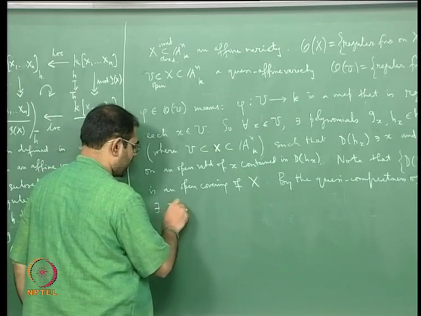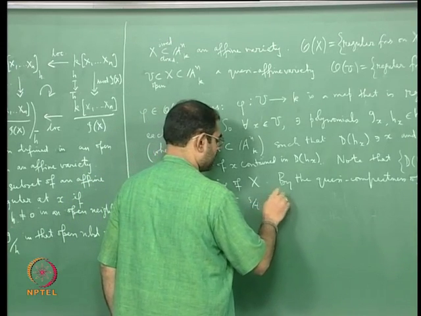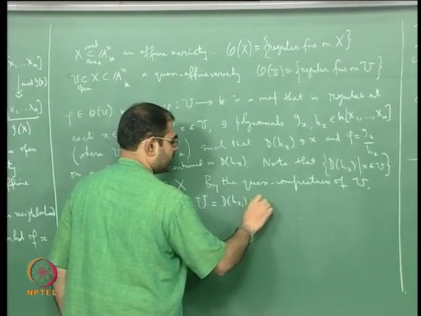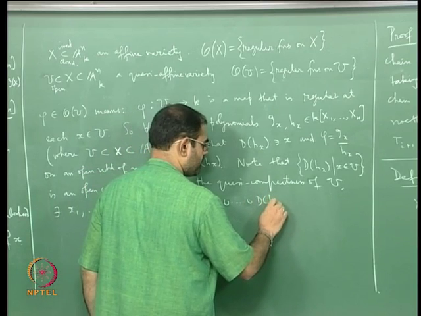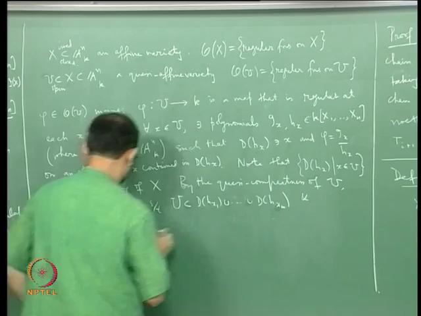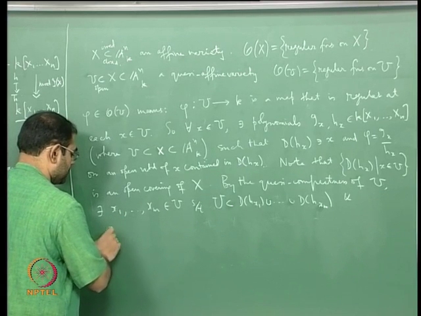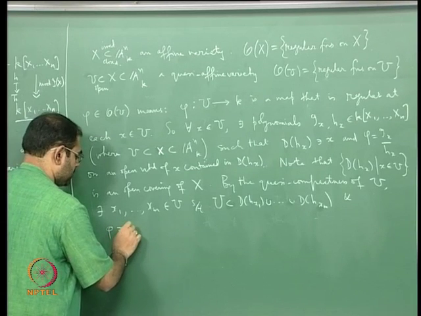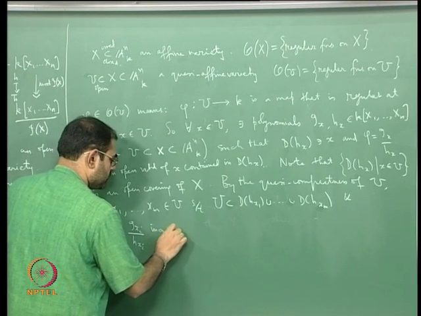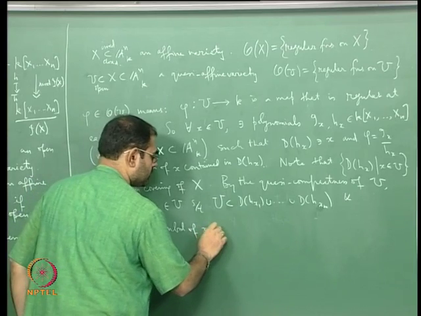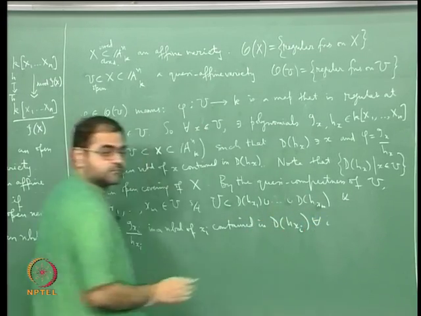So what it means is that there exist x1, etc., xm in U such that U is contained in the union of all these D(h_xi), D(h_x1) through D(h_xm), and of course phi restricted to a neighborhood of x_i is g_xi by h_xi, contained in D(h_xi), for every i. This is what it means.